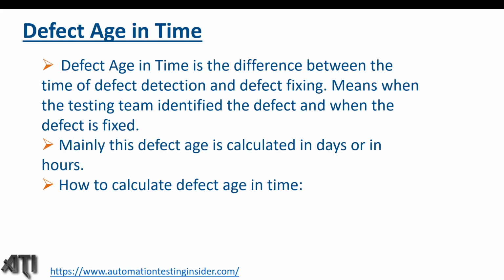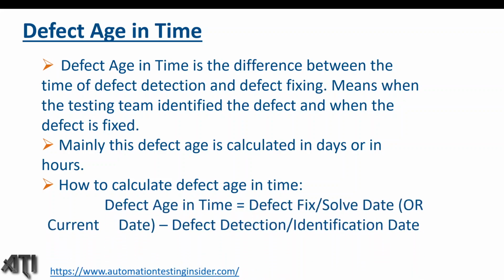So how to calculate defect age in time? This is the formula, guys. Defect age in time equals defect fix date, or the current date if it is in open state, minus defect detection date or identification date, the date when we got the defect. So the defect fix date, or if the defect is still open, the day until which it is still open, minus the defect detection date or identification date, the day on which we got the defect.